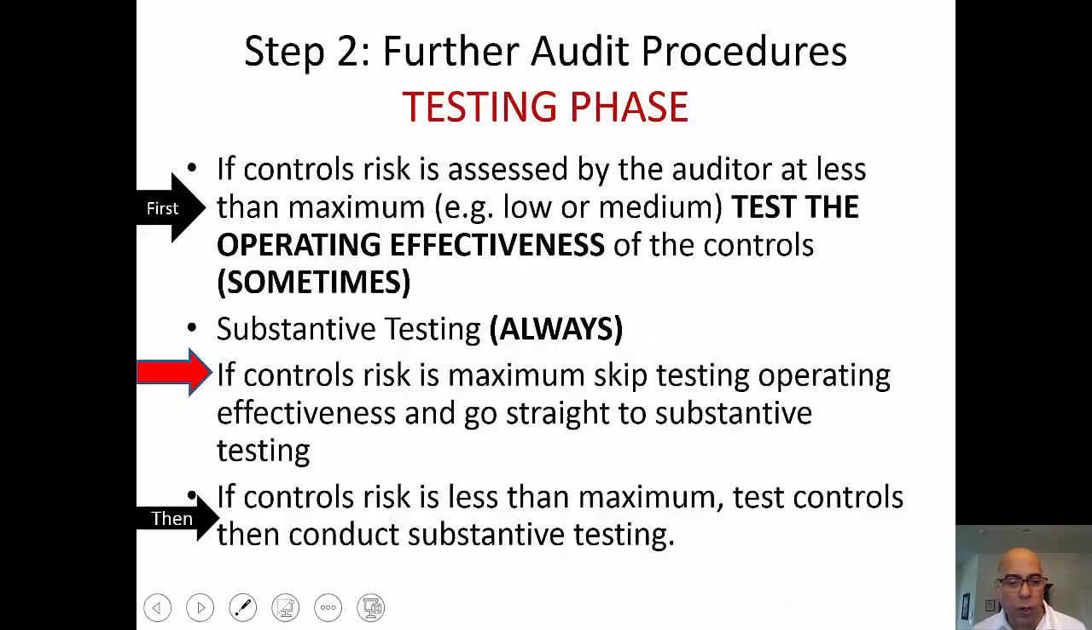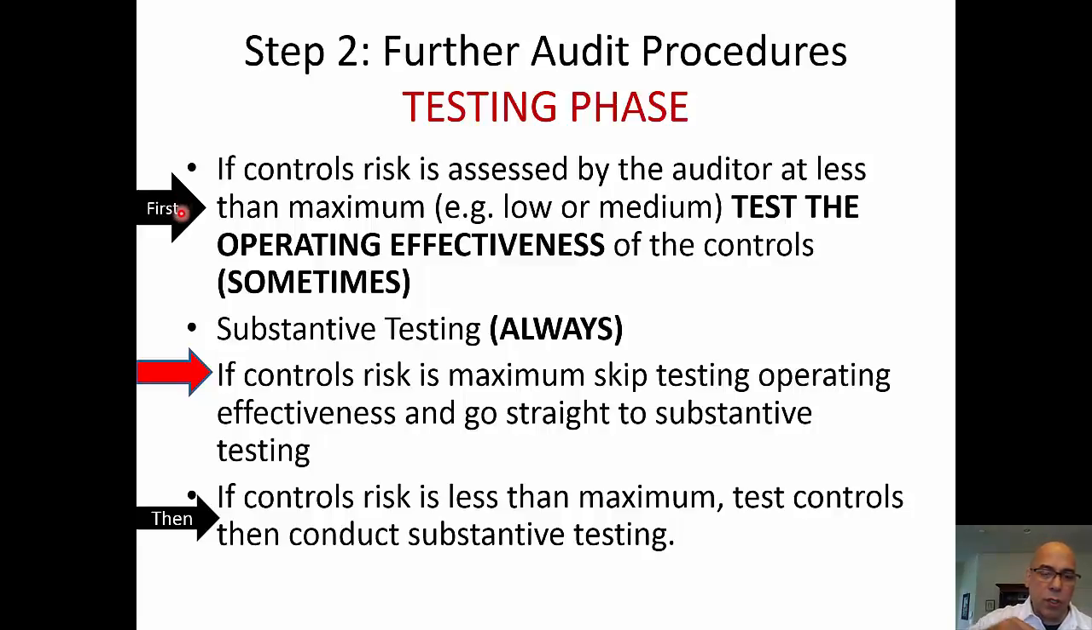And so we go over, and if we were following the red arrow, we had assessed our risk of material misstatement at the maximum. The auditor would skip, in our further audit procedures, our testing phase, testing the operating effectiveness of the controls, and go directly to substantive testing. The idea being here that if a control is not designed well or a well-designed control isn't implemented, there's no point in the auditor testing the operating effectiveness. Bypass that step, go directly to your substantive testing.